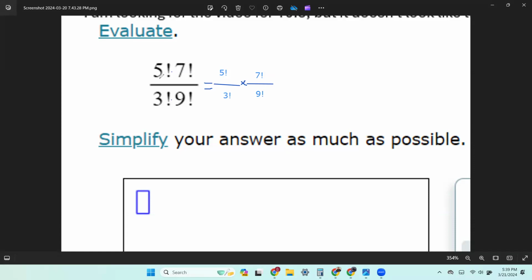Five factorial. So what I'm going to do is I'm going to put an equal sign here. Now, this 5 factorial is 5 times 4 times 3 times 2 times 1. And down here, the 3 factorial is 3 times 2 times 1.